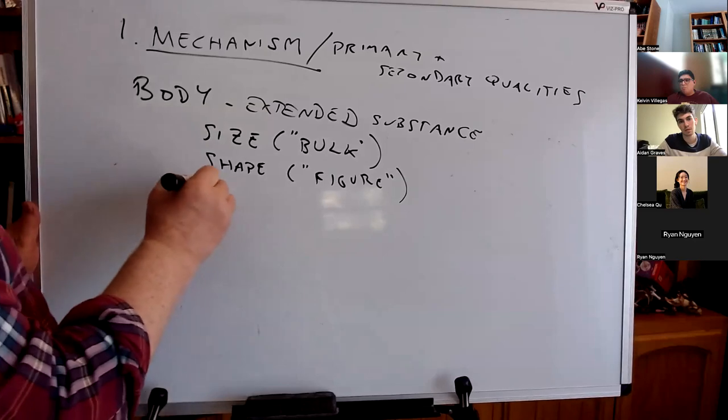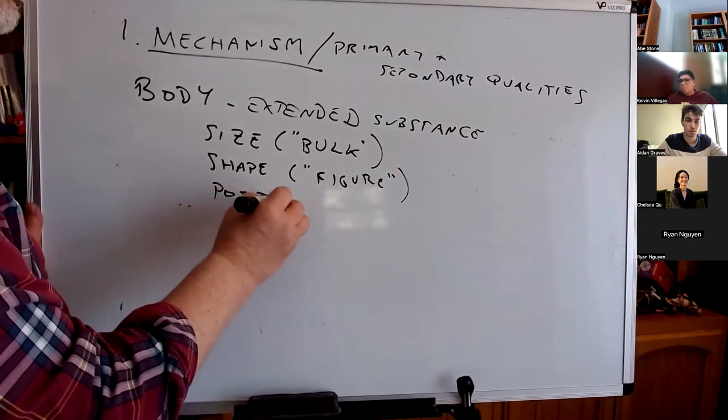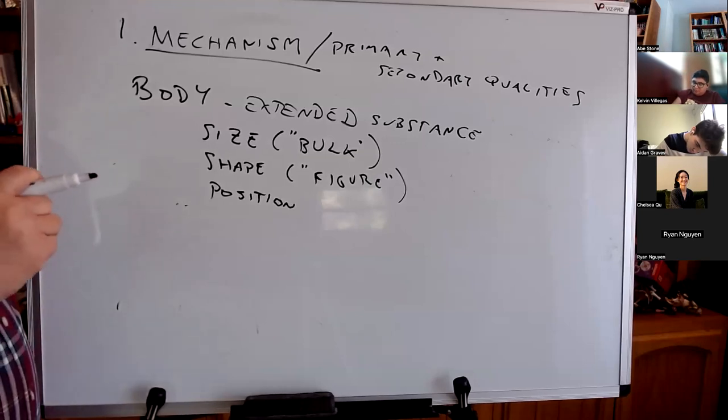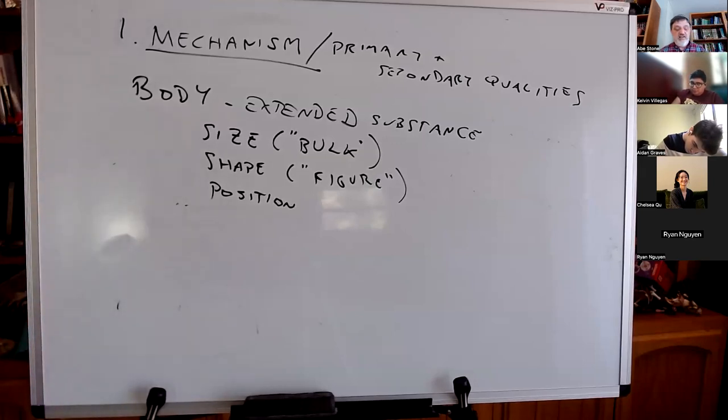And it also has to have a position. Now, Locke understands position as relative. So when we say it has a position, we mean it has a position relative to other bodies that are around it. That is, it takes up a certain amount of space of a certain shape, and we can say which space it is by reference to the other bodies around it, their distance and direction from it.